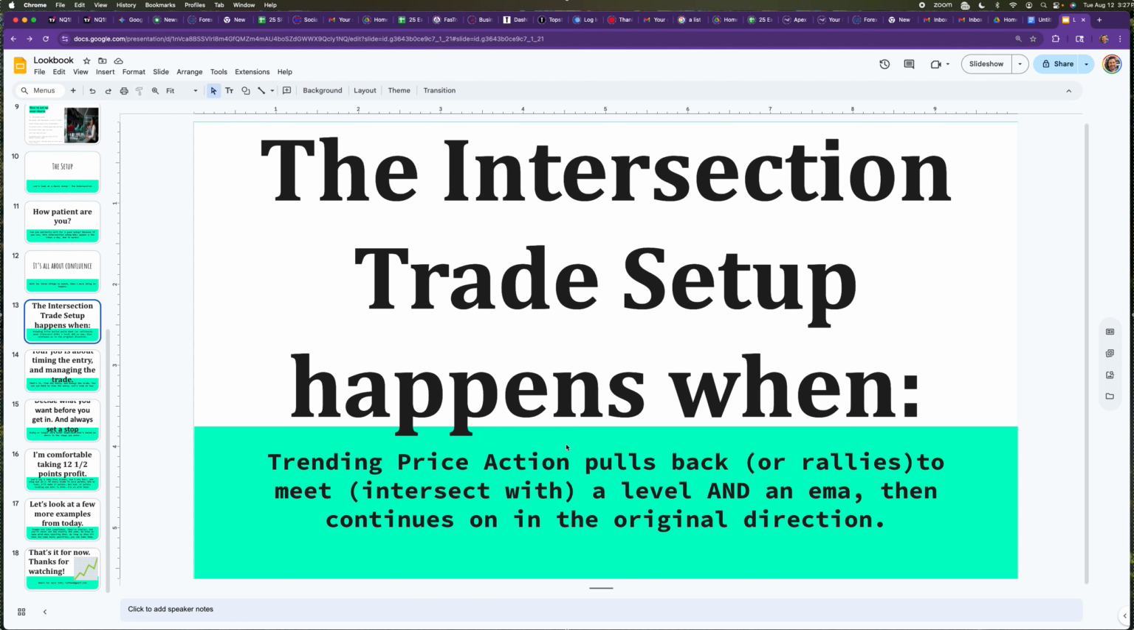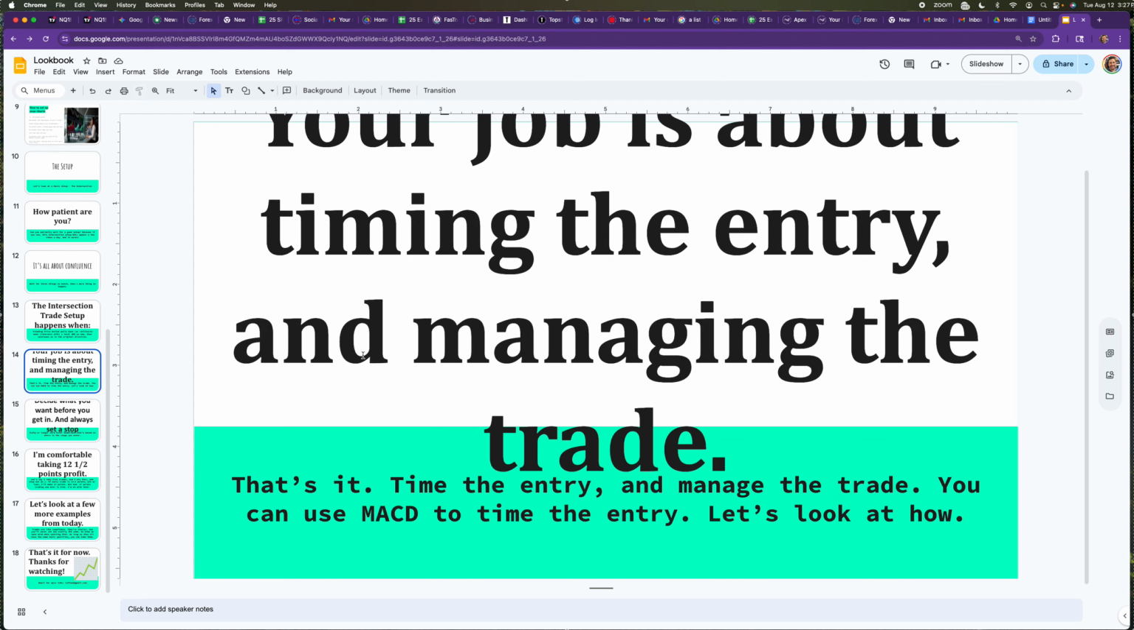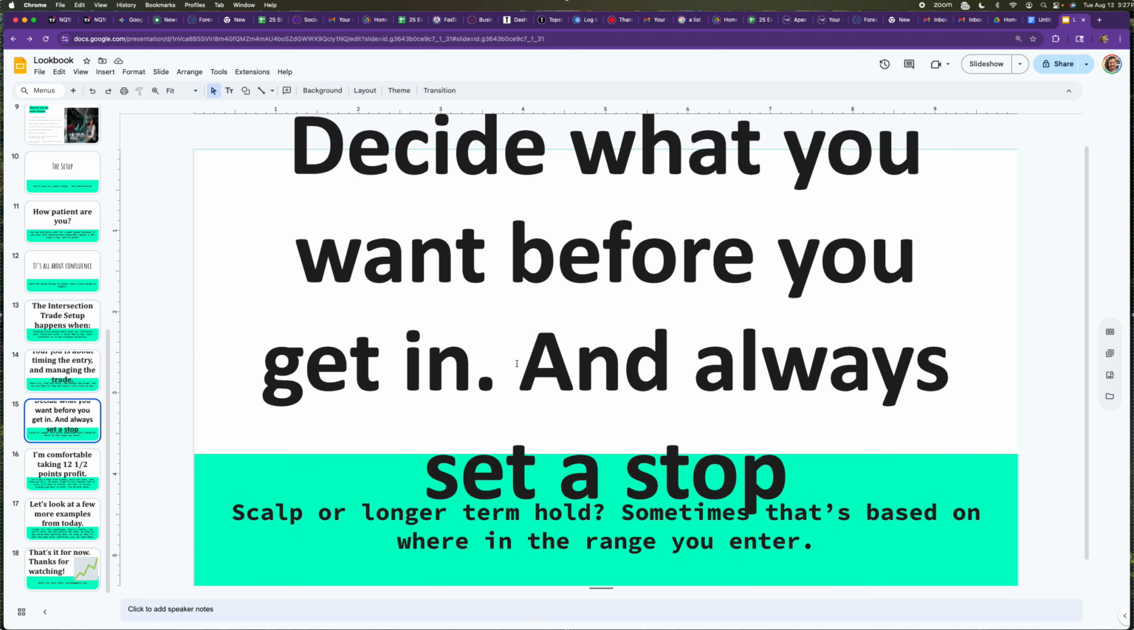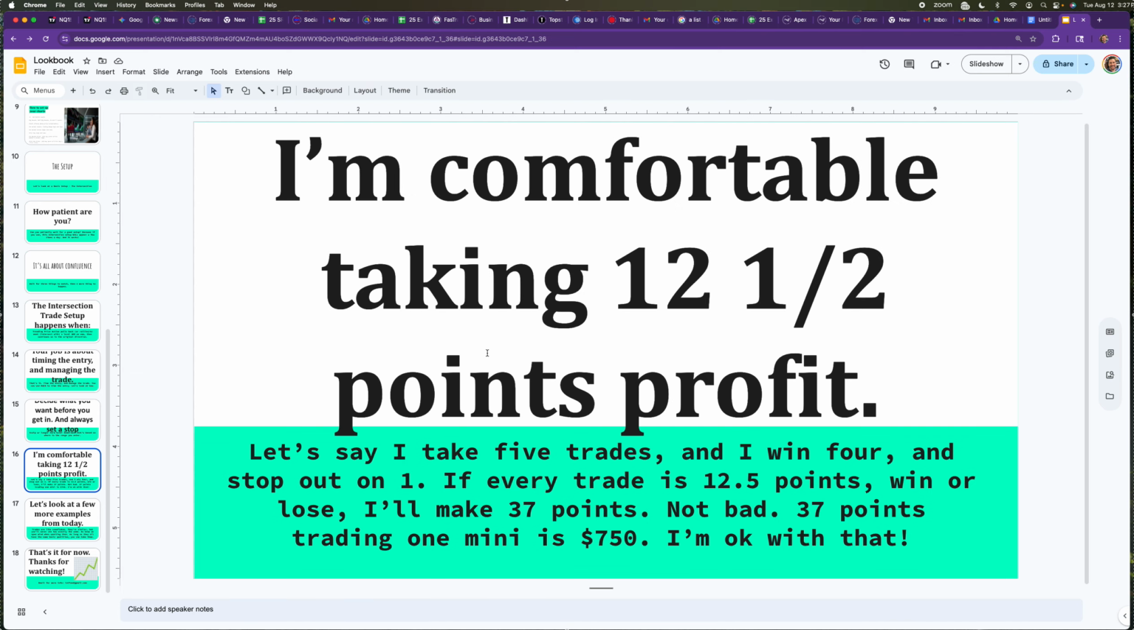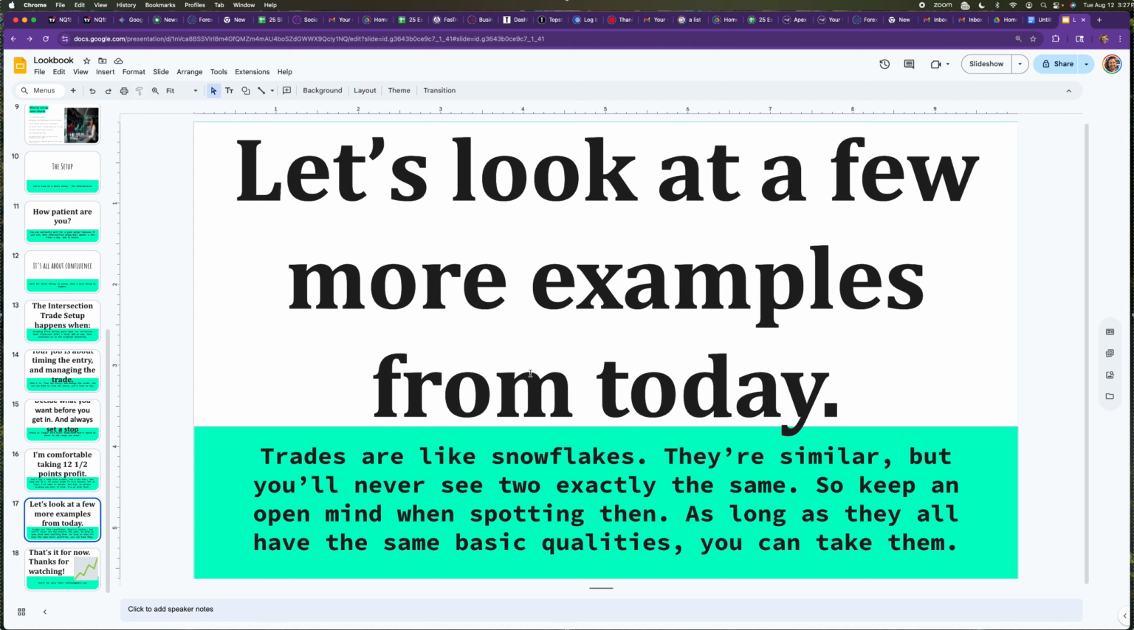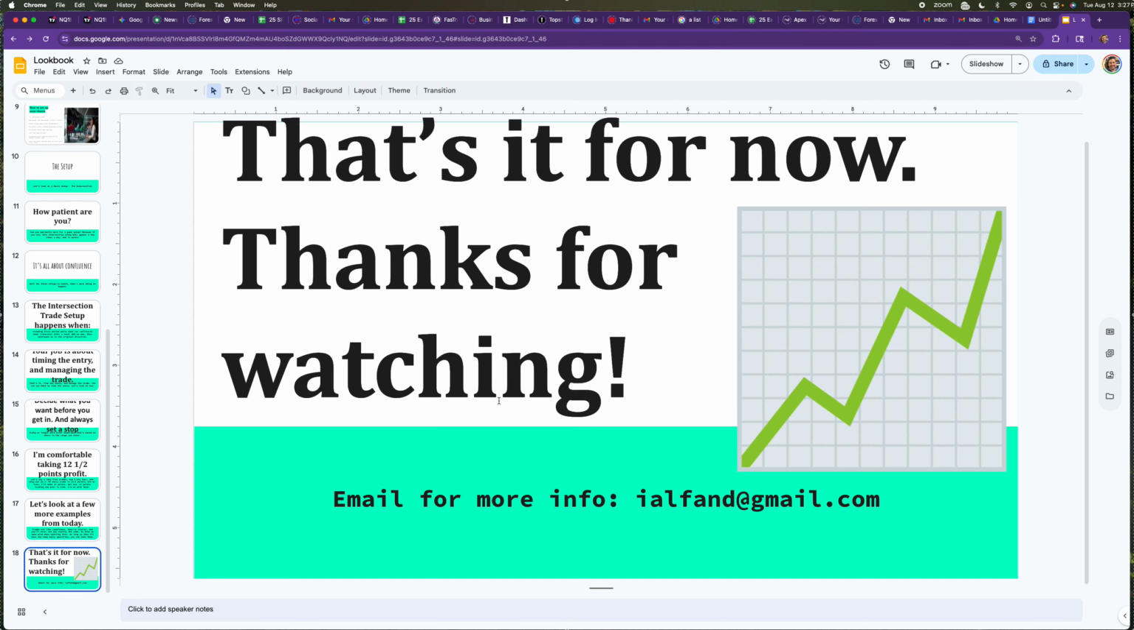These are trades that happen when the trending price pulls back or rallies to intersect with a level and an EMA, and then it continues in the original direction. Okay, very simple, right? Your job's about timing the entry and managing the trade. That's all you have to do. Decide what you want to do before you get in. Always set a stop. I'm comfortable taking 12.5 points, 10 points profit, something like that. We looked at examples. We know exactly what we're looking for. And that's it. There's really nothing else to say.